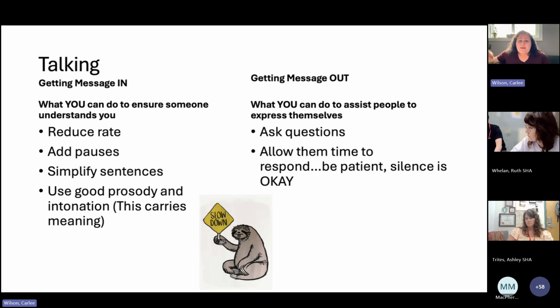And then when we're talking, what can we do to get the message out? So what can we do to make sure that the person we're communicating with can get their message out to us? We can ask them questions. We can allow them time to respond. And really being patient and getting comfortable with silence is something that is really important with supported communication when you're relying on just talking. So if only talking is not enough for the person you're communicating with, which with people with aphasia, it often is not, we can add another strategy.